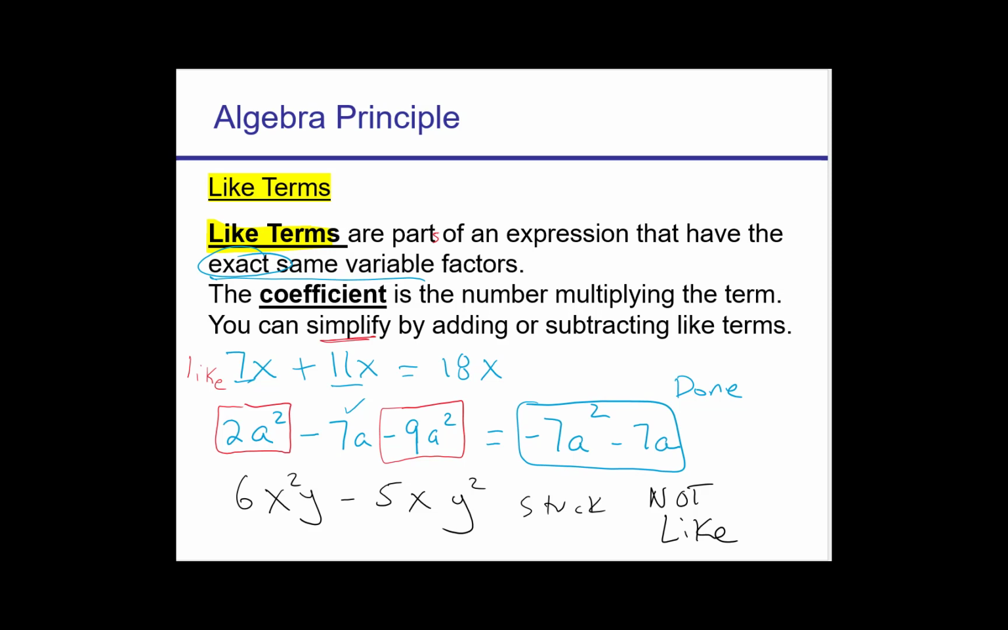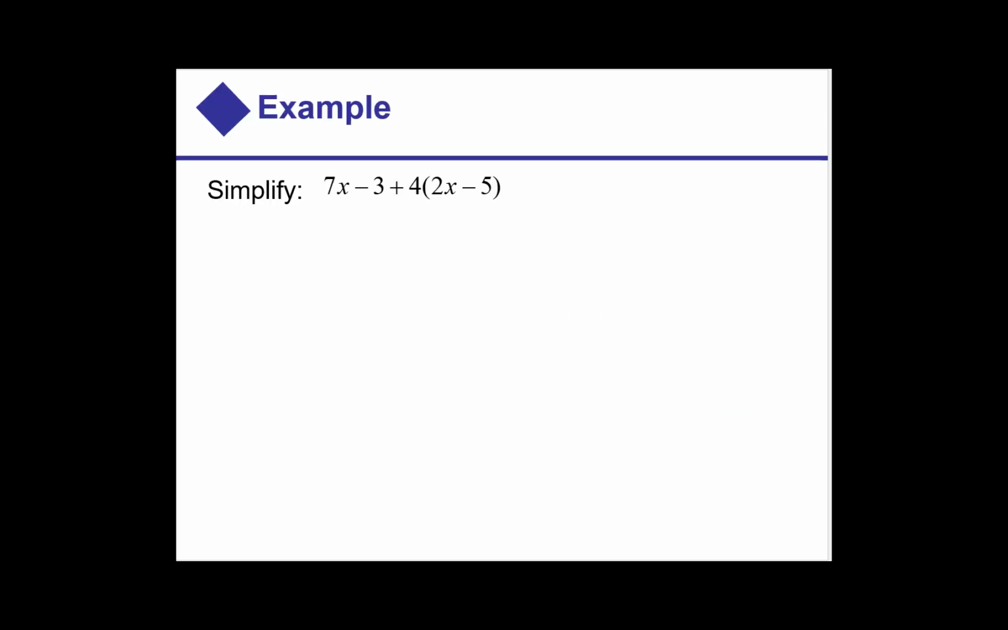Now we're going to look at a couple more algebra expressions, and we're going to use all the things we have to simplify them and make them as simple as possible. Here we go. 7x minus 3 plus 4 times the group 2x minus 5. Now we don't know what x is. We cannot evaluate this, but we can simplify it.